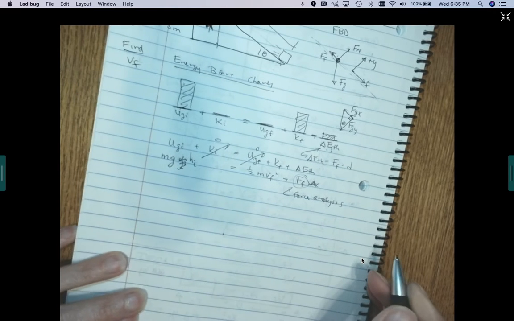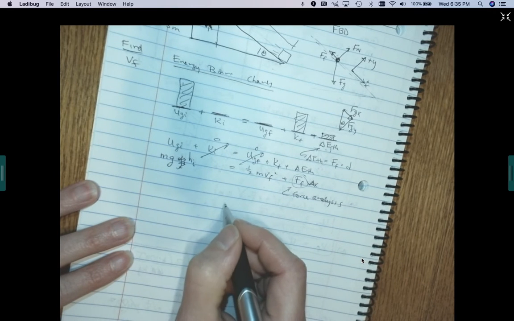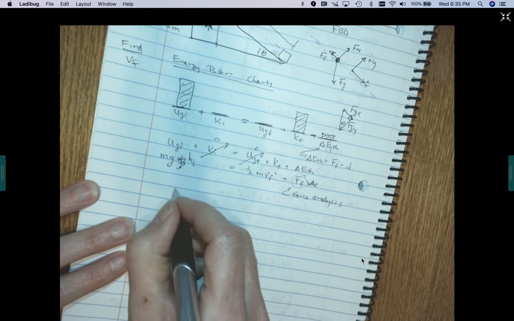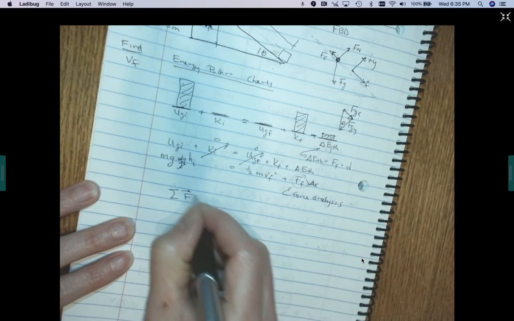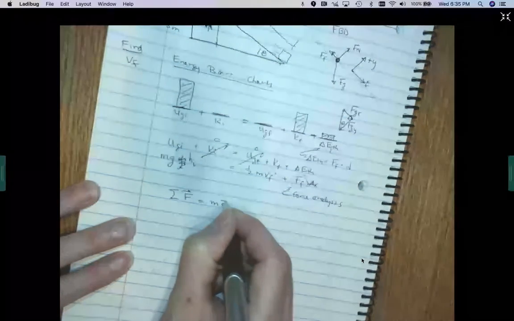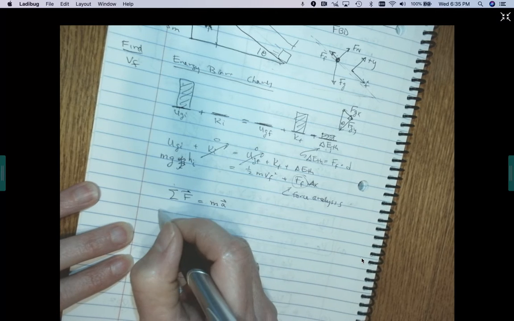Okay, so this is a biggie. All right, so let's take a look at our free body diagram. So we're going to do sum of the forces equals ma. All right, and then we have the forces that we're looking at.